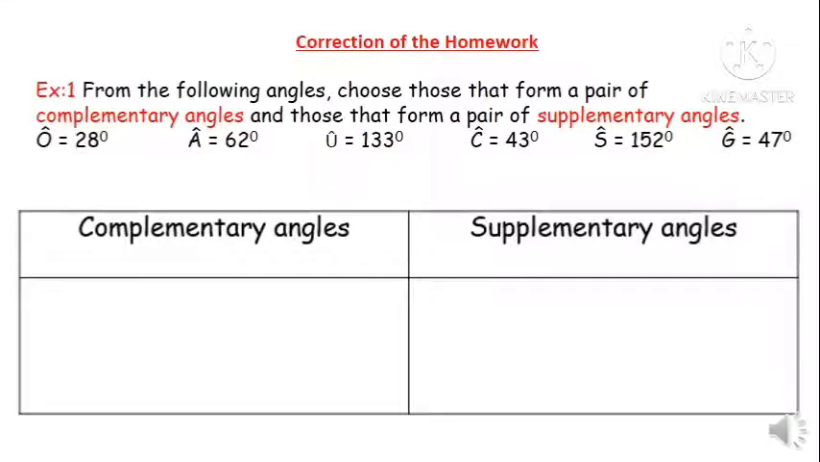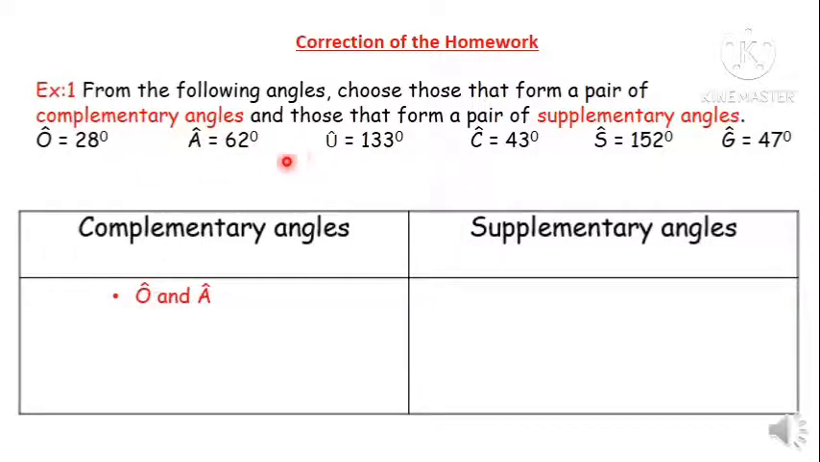Starting with exercise number 1, from the following angles, choose those that form a pair of complementary angles, which means their sum is equal to 90 degrees, and those that form a pair of supplementary angles. Supplementary angles means that their sum is equal to 180 degrees. Let's think which two angles their sum is equal to 90 degrees.